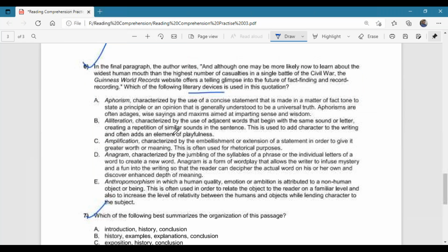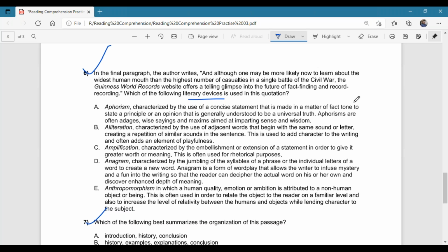Now, literary device. For this, you need not read the complete paragraph or passage. You just need to focus on the sentence they have given. And though one may be more likely now to learn about the widest human mouth than the highest number of casualties in a single battle of the war, the Guinness World Record website offers a telling glimpse into the future of fact finding and recording. Which of the following literary devices is used in this quotation? Observe the future of fact finding and recording, and tell me what the right one is. It's easy to identify.